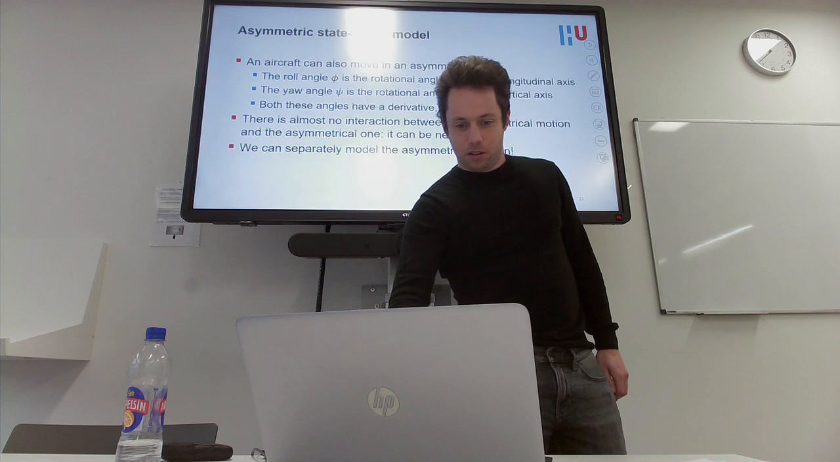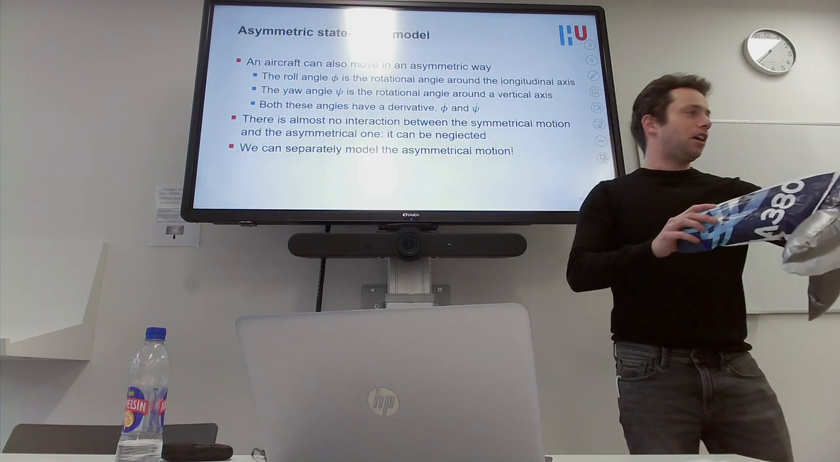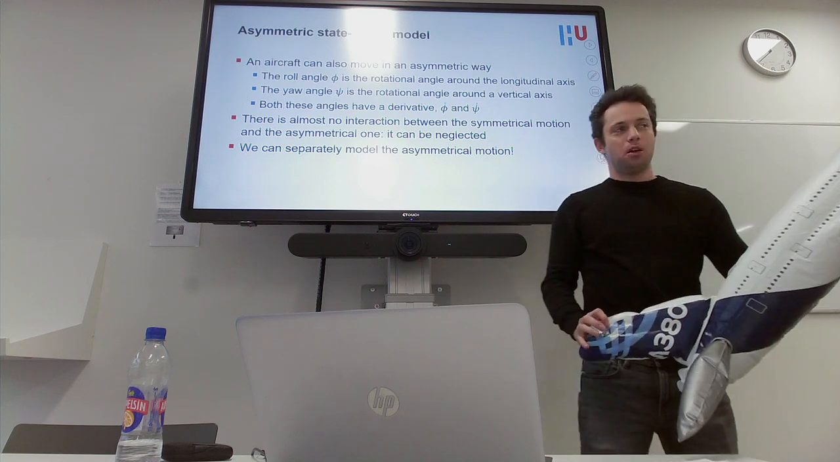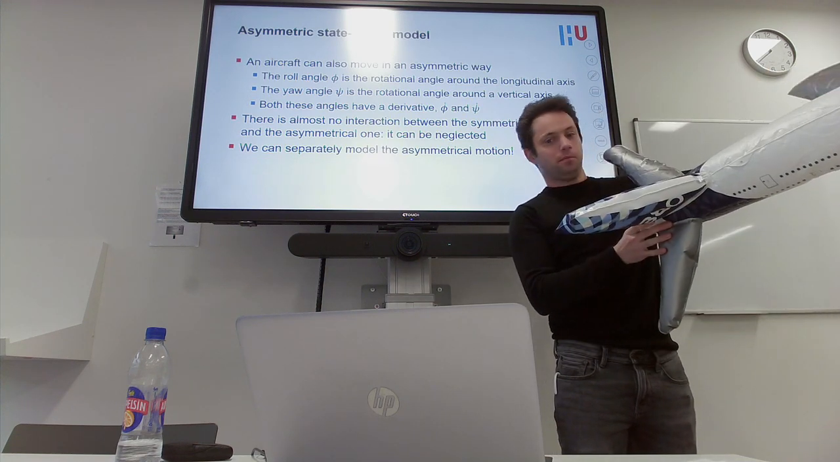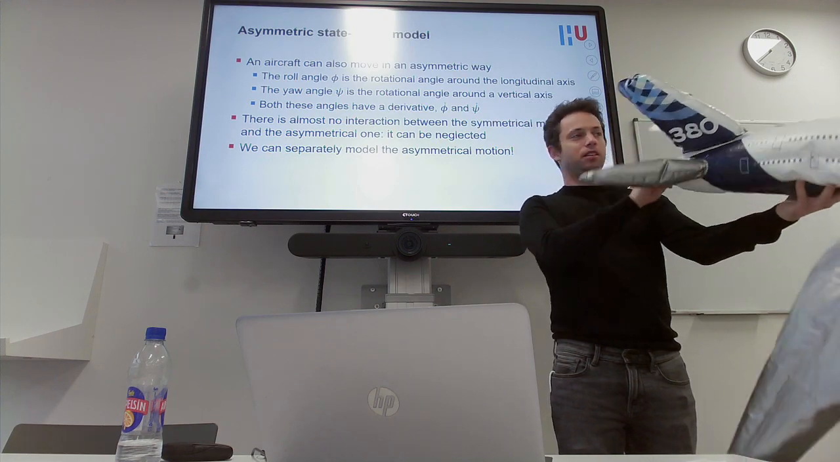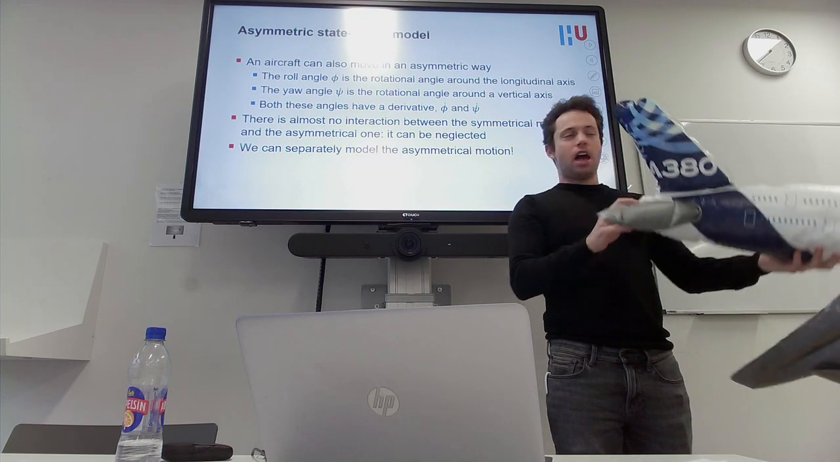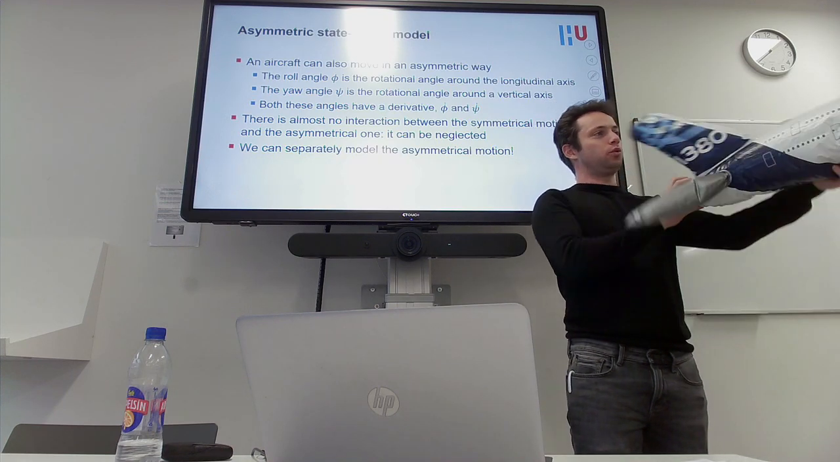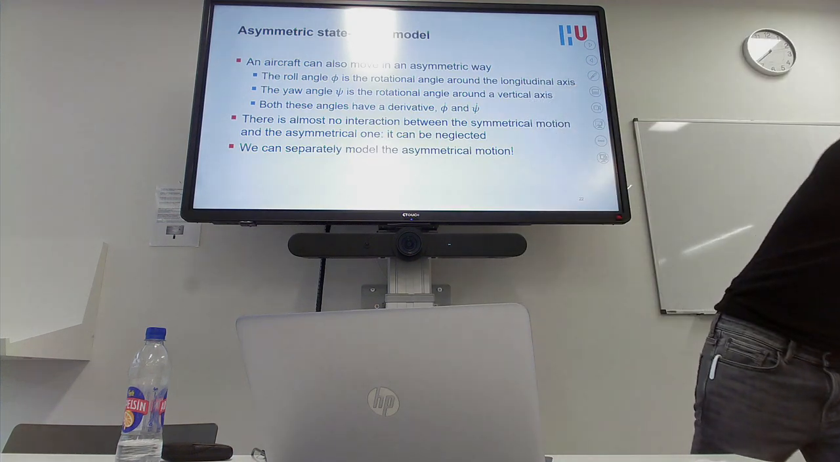So this is nice, but this is all the symmetric motion of the airplanes, everything in its longitudinal plane. But we also have asymmetric motion, because an airplane can also roll. That's the roll angle, phi. It can yaw, which is this motion, psi. Both these angles also have derivatives: we have a roll speed, we have a yaw speed. And we can also model that.